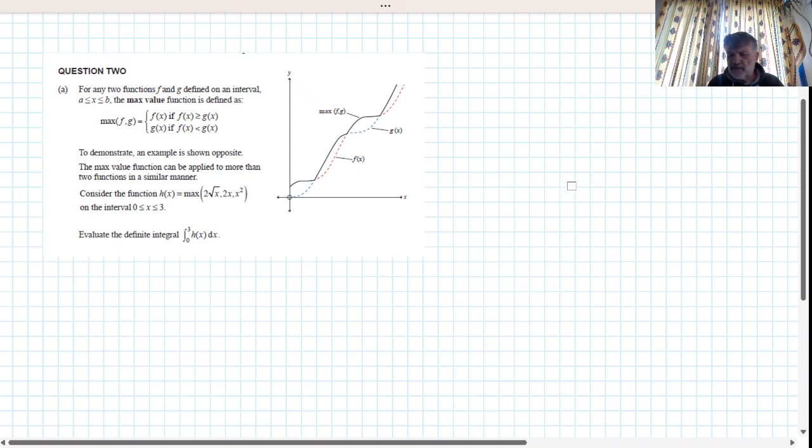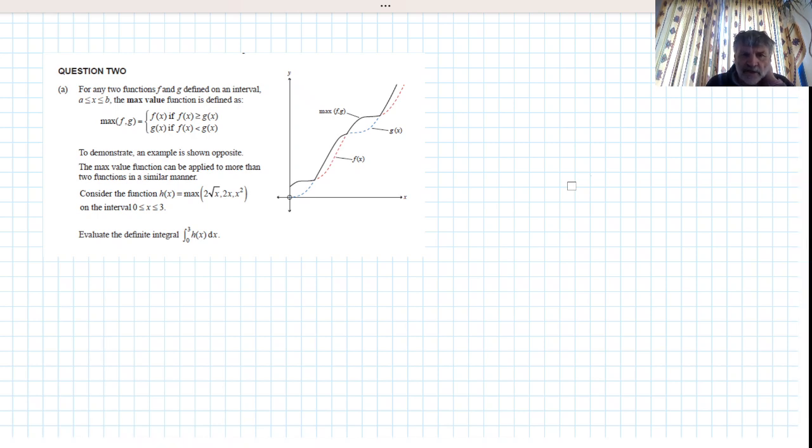The first part is this question here. It describes the maximum function for any two functions f and g defined on an interval a less than x less than or equal to b. The maximum function is defined as the maximum of f and g is f of x if f of x is bigger than or equal to g, and g of x otherwise, in other words, when f of x is less than g of x. To demonstrate, an example is shown. The maximum value function can be applied to more than two functions in a similar manner.